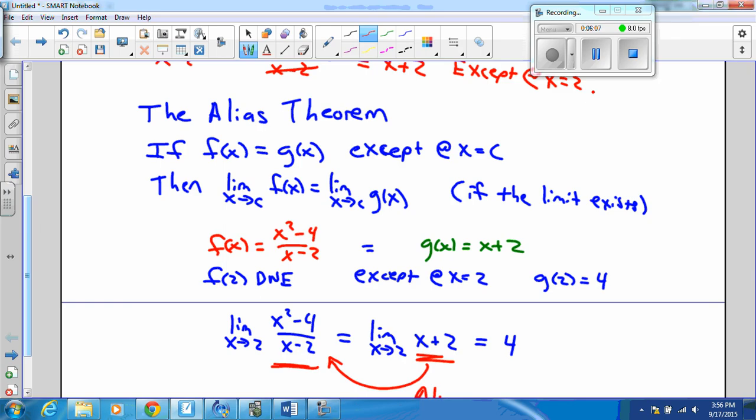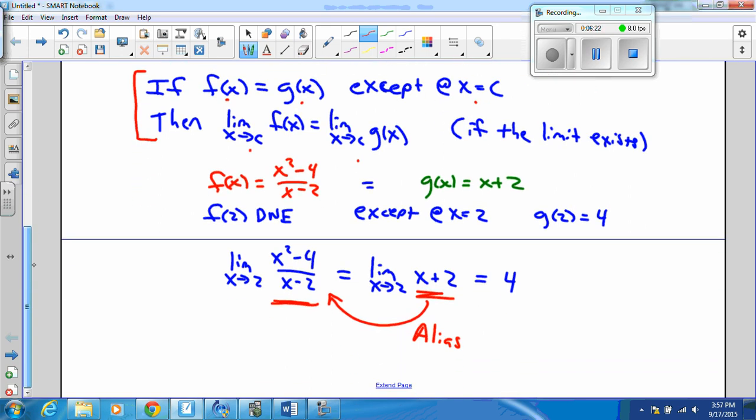Okay, so let's recap. The Alias theorem, which you definitely should know by heart, is that if two functions are equal except at a single point, then their limits at that point must be the same. And the example here is we have the complicated function (x squared minus 4) over (x minus 2), which our limit properties cannot touch. But its alias is the function g of x equals x plus 2, which the limit properties can evaluate for us, giving us 4.